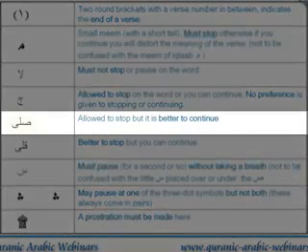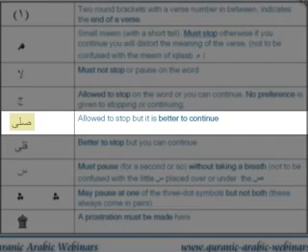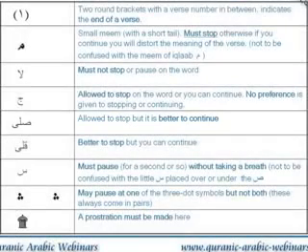And the next one is this sod, lam, and the ya symbol, which is actually, if you look this up, it'll be sila. So you just need to remember we've got the sod, lam, and the ya looking symbol. So it says here, allowed to stop, but it is better to continue. So the preference is you should carry on, but if you stop, it doesn't matter either.